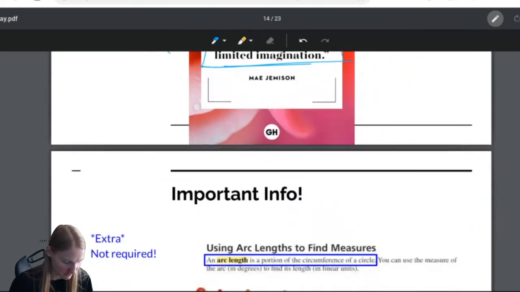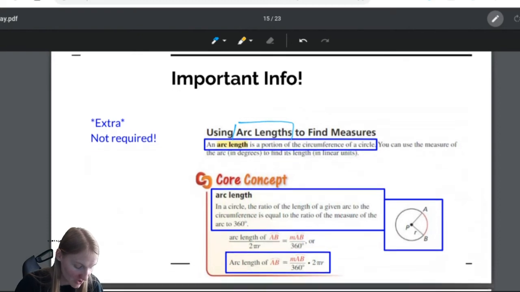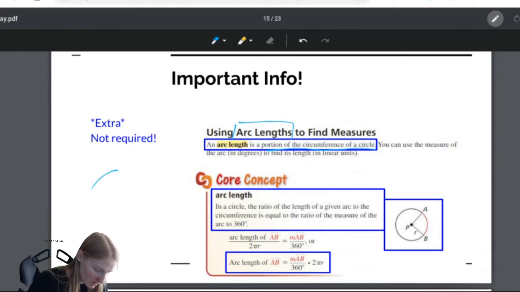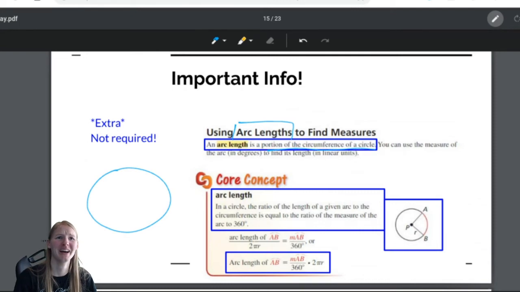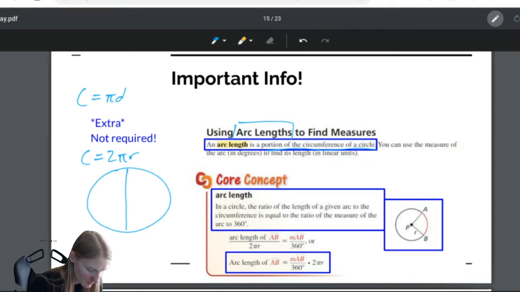So, this is about arc length. Arc length is a portion of the circumference of a circle. So remember, we just learned how to find the distance around this circle. The circumference is 2 pi r. There's another formula for it that is pi d.